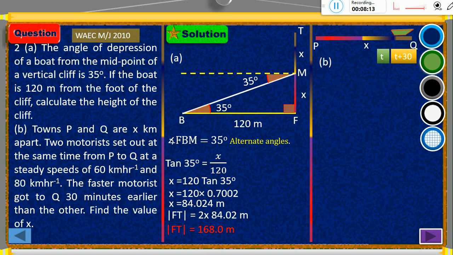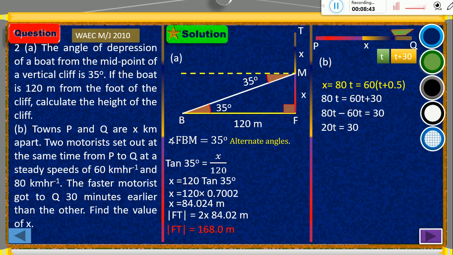Distance traveled is speed times time. So X is equal to 80t. X is also equal to 60 bracket T plus 0.5, changing 30 minutes to hours. Since both motorists travel the same distance, the distance traveled by the faster one, 80t, should be equal to the distance traveled by the slower one, 60 bracket T plus 0.5. Simplifying, we have 20t is equal to 30. Giving us t is 1.5 hours.